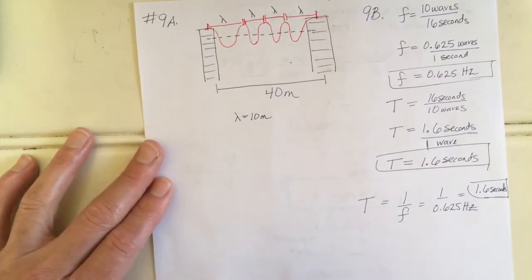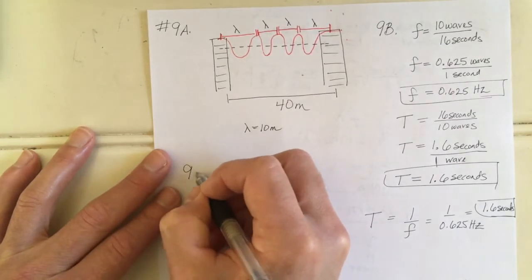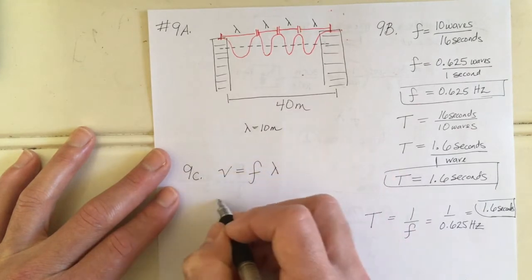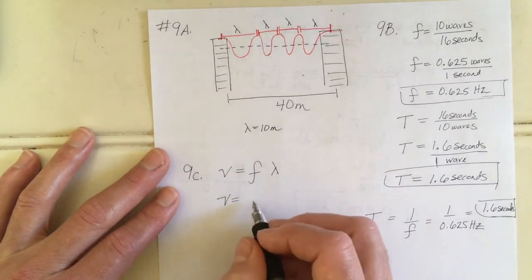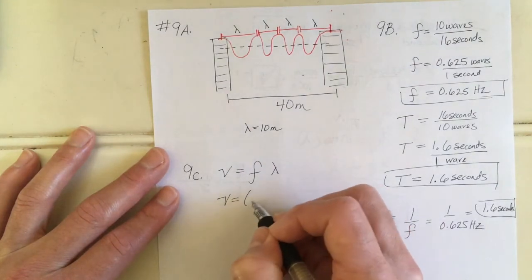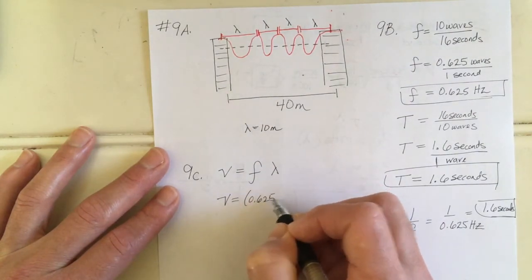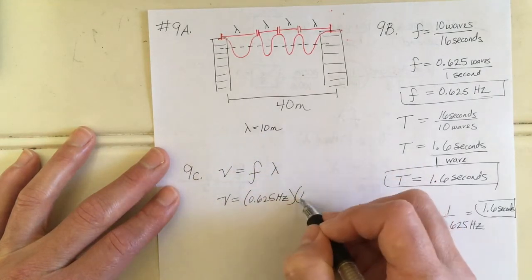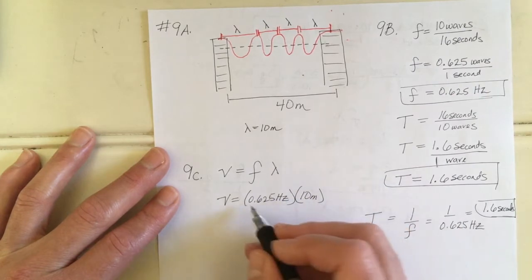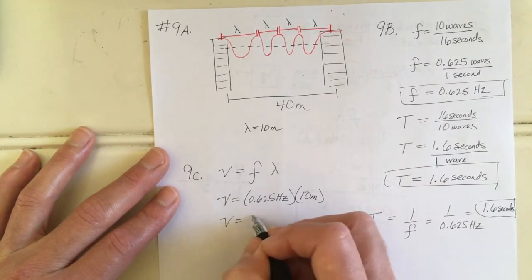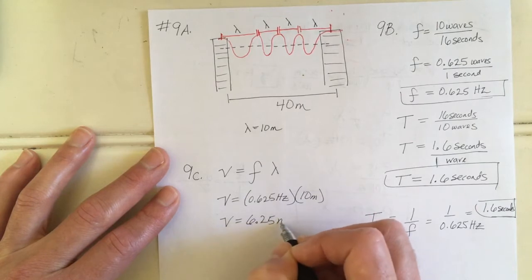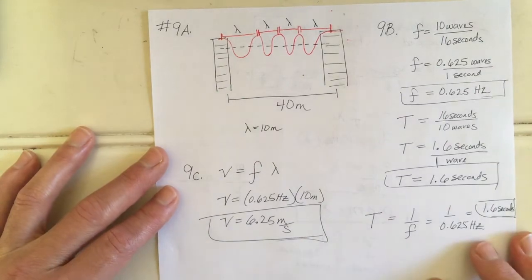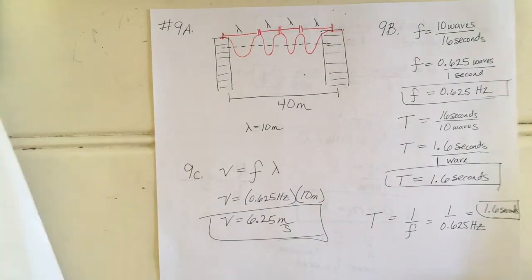C, what is the speed of the wave? So for 9c, we can just say V equals frequency times wavelength. V is equal to 0.625 hertz times, what was our wavelength? 10 meters. So 10 times this is going to equal a velocity of 6.25 meters per second. All right, pretty good. Let's go ahead and go to problem 10.